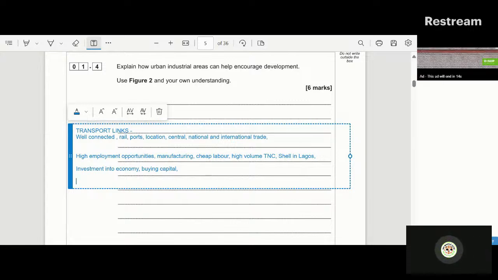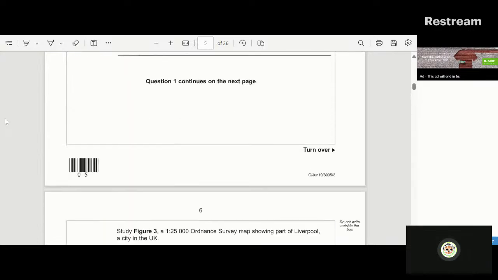What else can we say? That's pretty much it. Let's now move on to the next one. If we had access to the figure, we would be able to answer that in a much better way.